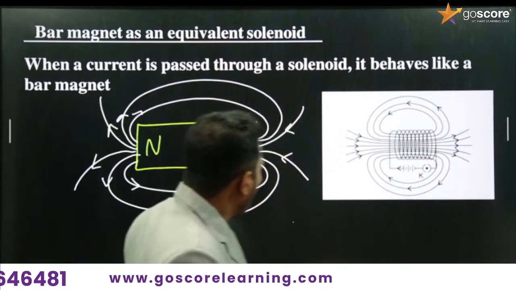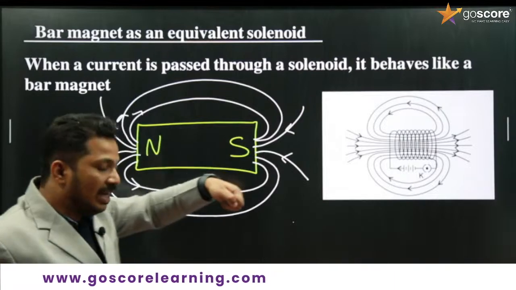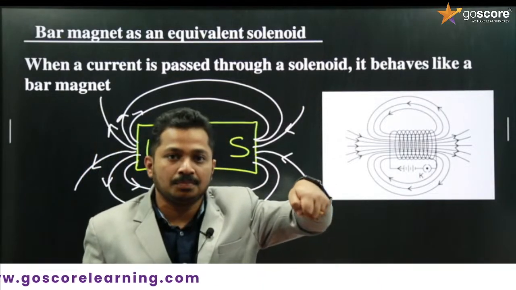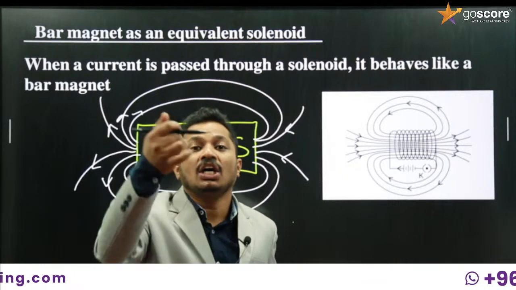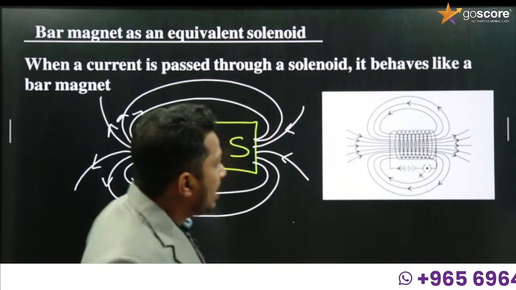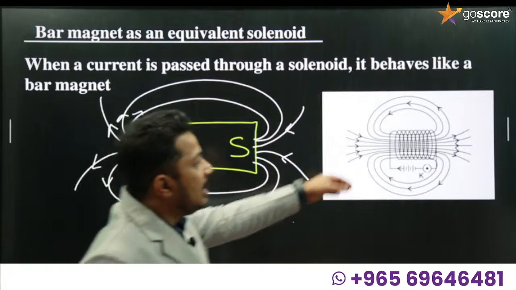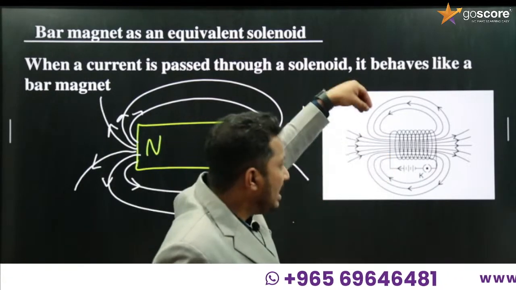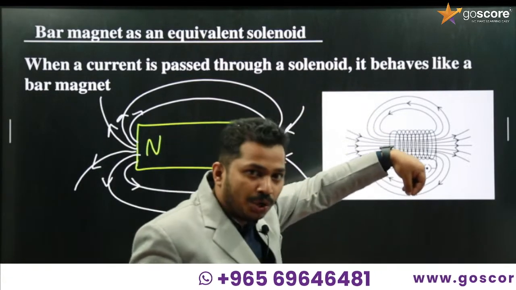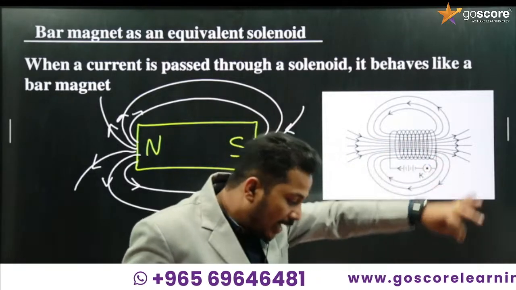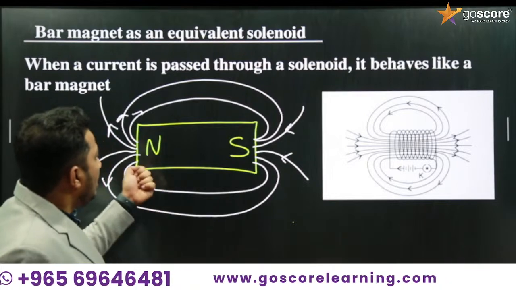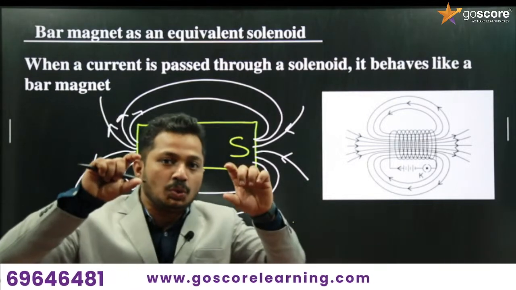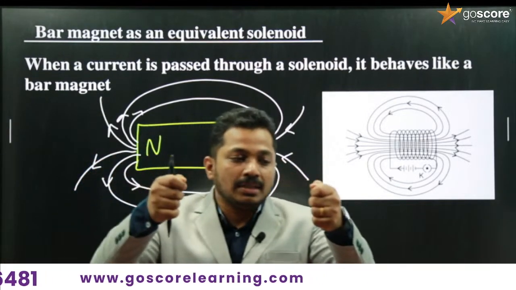And not only that, what happens if you freely hang a bar magnet? It will align in the north-south direction, right? Here also, if you freely suspend a current carrying solenoid, it will definitely also align in the north-south direction.